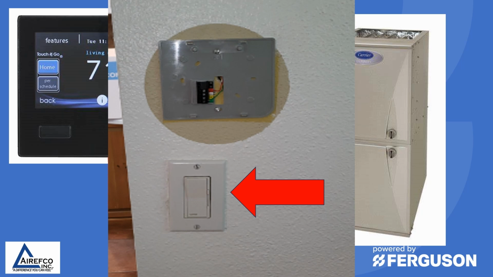Another thing you want to make sure of is that you do not run the user interface wiring anywhere near power wiring, as in this example where they put the thermostat directly above a light switch. This can cause induced voltage on the thermostat wiring and can cause communication failures.